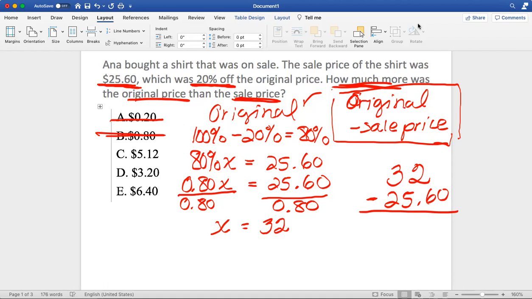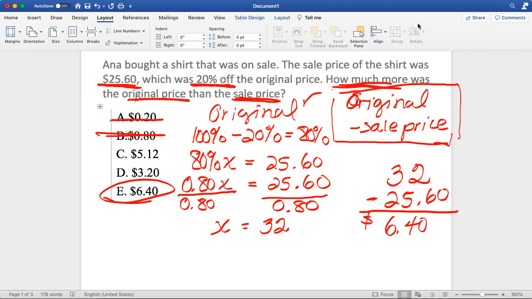Sometimes it's a really good idea as you work on the problem to start eliminating some of the answer choices. So we grab our calculator. Once again, we do 32 minus 25.60. The answer turns out to be $6.40. There you go, Shazam. And just like that, we have the difference between the original price and the sale price.